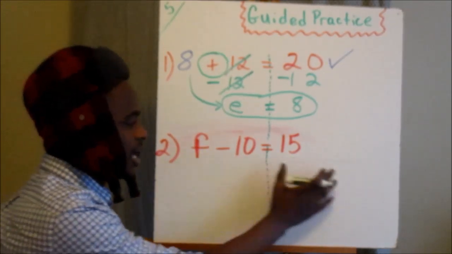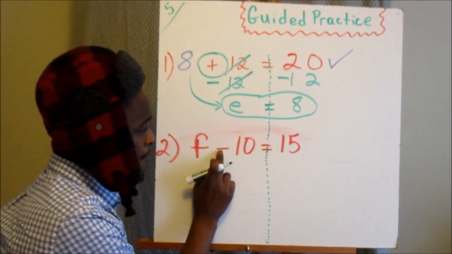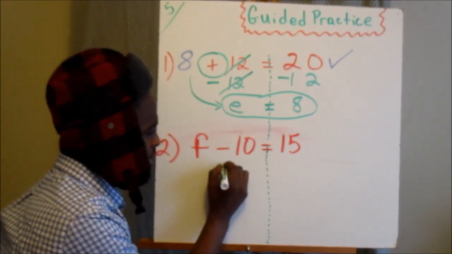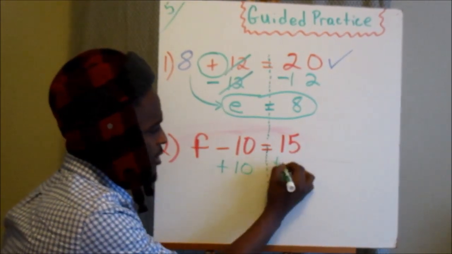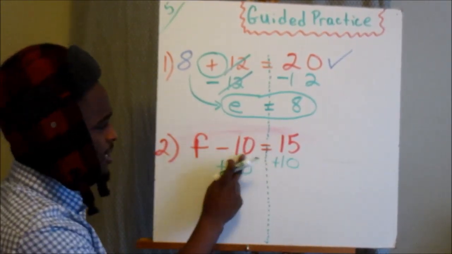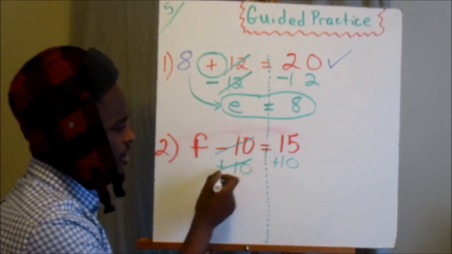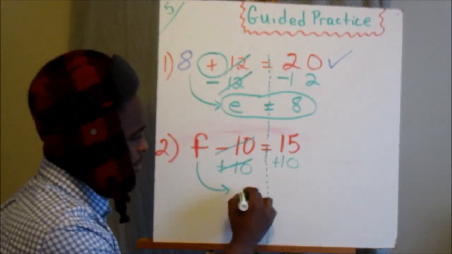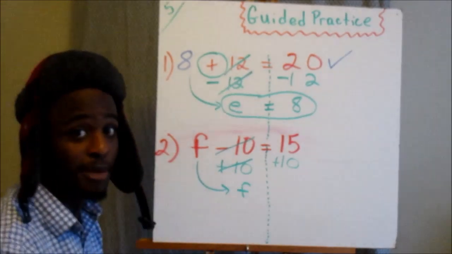Now remember, whatever I do to one side, I have to do to the other side. Minus 10, the inverse of subtraction is addition. So I'm going to add 10 to both sides. Alright, minus 10 plus 10, those cancel each other out. And I can bring down my F, and I'm left with just F by itself.